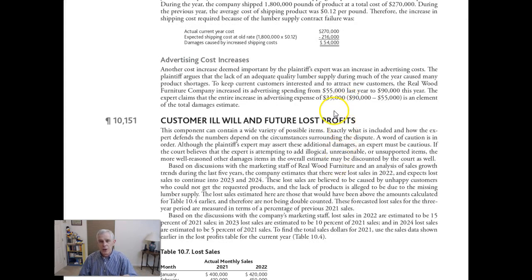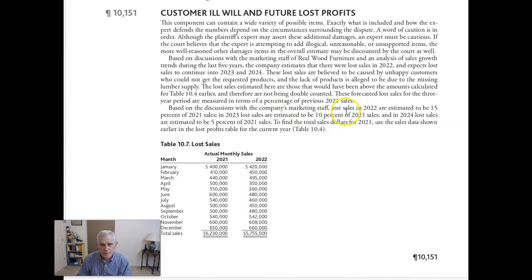Advertising cost could be another. They had to advertise more. So the expert says that they had to increase advertising by $35,000 because they maybe had lost some sales and now they're trying to pick up the sales. So this, again, is damages. Make sure you come back and read this paragraph up in here and also this one. We can see that we had lost sales in 2022. We saw that earlier in another set of computations. Now, they believe they're also going to lose sales in 2023 and 2024.